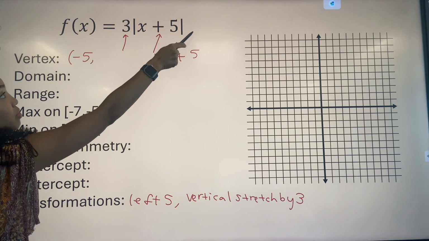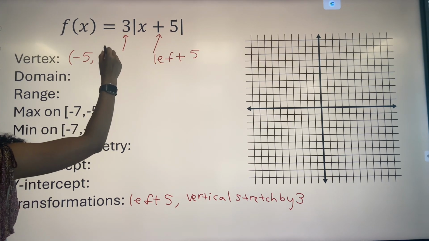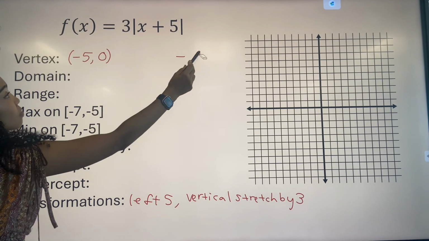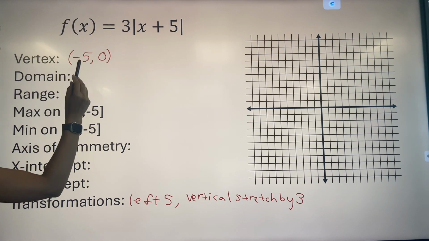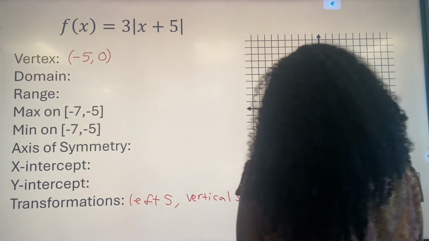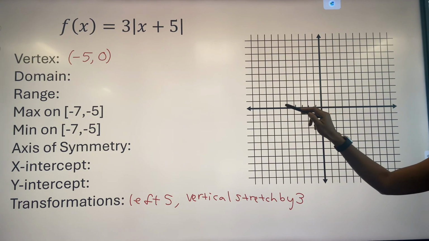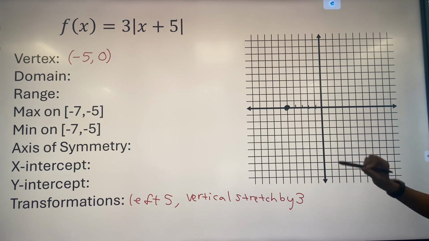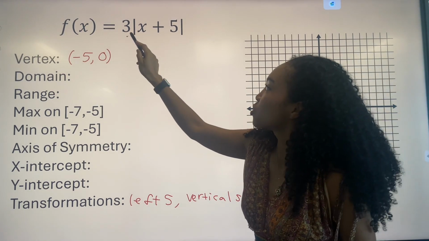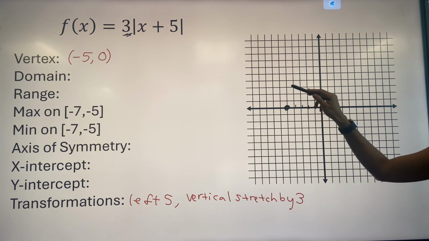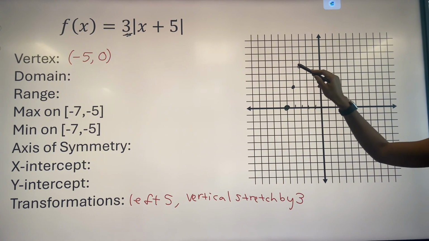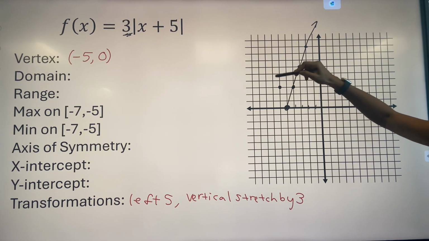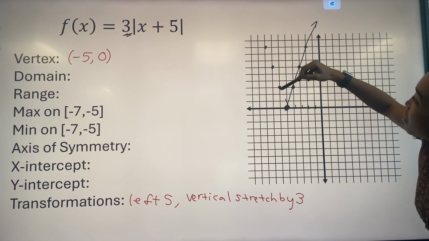so my vertex will be a -5. Did it go up or down? Nope, so it'll be a 0 there. So I'm going to go ahead and plot my vertex, -5, 0. 1, 2, 3, 4, 5, right here. And what's my slope? 3. This number right here is your slope. So I'm going to go up 3 over 1, up 3 over 1 on this side, and the same way on this side to create my V-shaped graph.